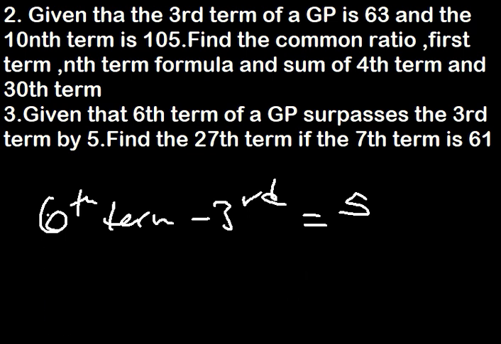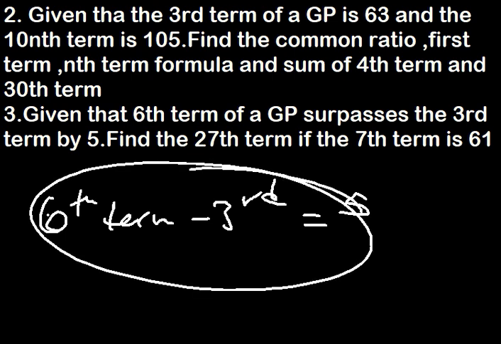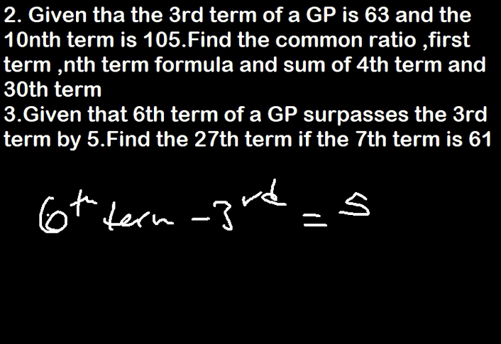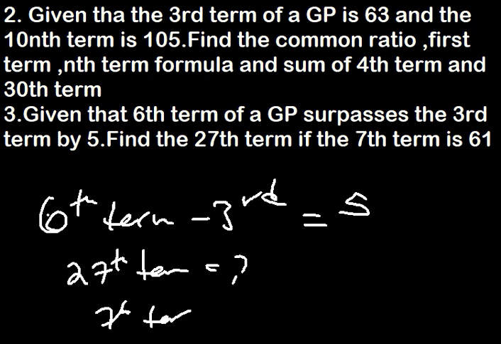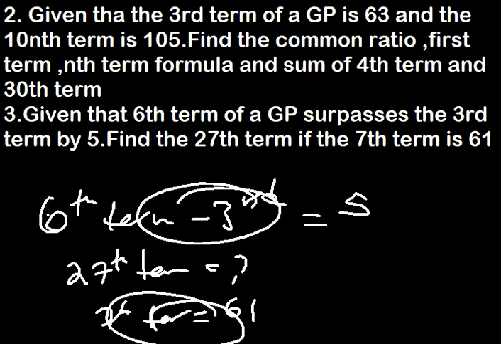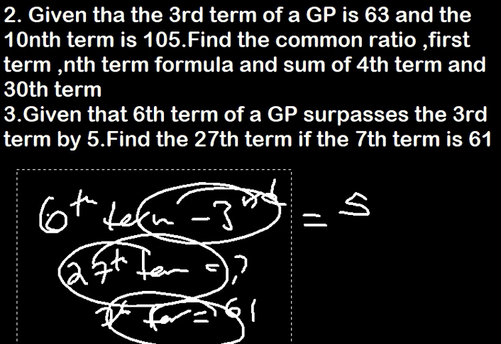So this one will help us to have the first equation. Then we have the 7th term, given that the 7th term is a 6th one. So which means we should have the 27th term. This equation and this one will help us to have the first term as well as the common ratio. Then you'll be able to have the 27th term. So that's how you should understand some few concepts about geometric progression.